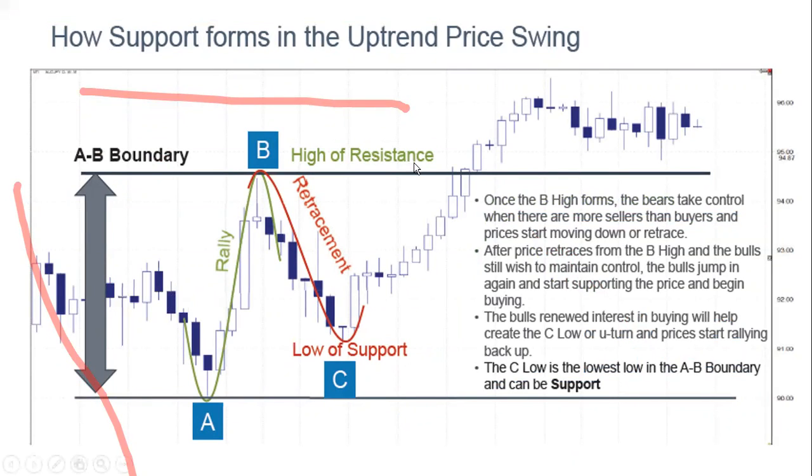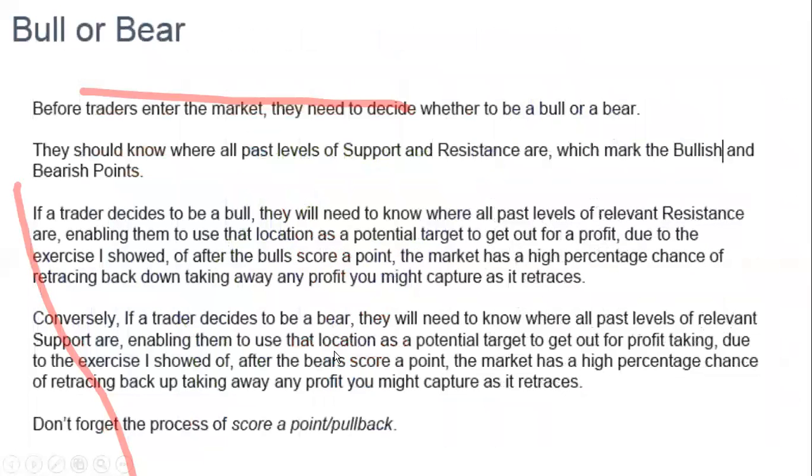So we have A, B, C, D, and support forms. We have support at A, and support again here. So we now have a high and a low higher than the former low. This is for the sake of new traders. Before traders enter the market, they need to decide whether to be a bull or a bear. They should know where all past levels of support and resistance are, which mark the bullish and the bearish points. These are the duties you must do.